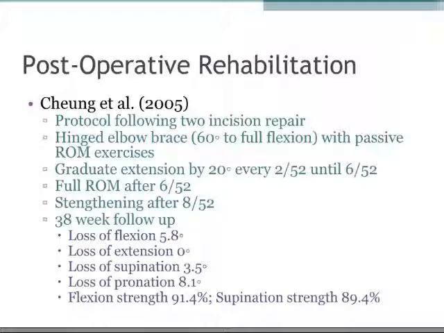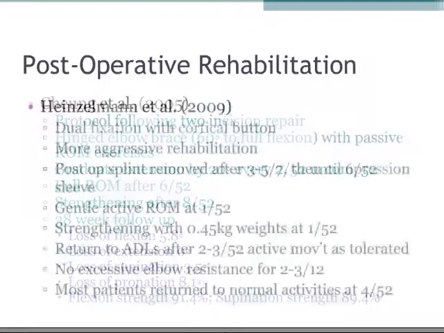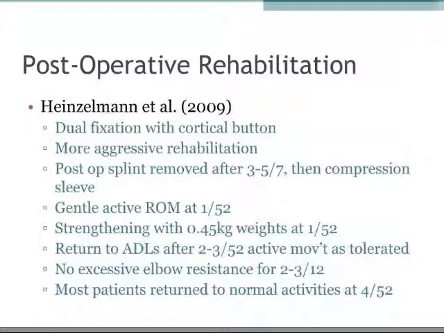Henselman et al. again had a splint for 3 to 5 days only, then a compression sleeve, and then gentle active range of movement starting from a week's time. Their fixation technique was dual fixation with a cortical button and an interference screw. They even started strengthening with a 1 pound weight at the week mark. Returning to activities of daily living after 2 to 3 weeks is tolerated, but no excessive resistance exercises for 2 to 3 months.